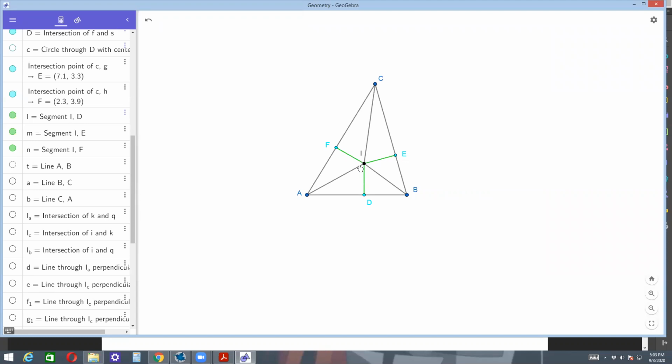Wait, could you repeat that part? Which part? That CI lies on the same point as the other two where they intersect. Well, what we've done is we've taken the point of intersection of these two angle bisectors, I, and we've shown that this angle is equal to this angle. If I connect I to C, it means that I lies on the angle bisector of this angle. It means that the angle bisector of this angle intersects the other two at the exact same point. Oh, okay. Cool.